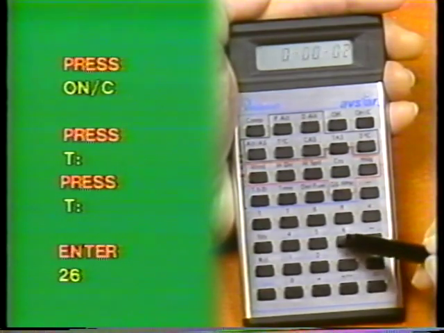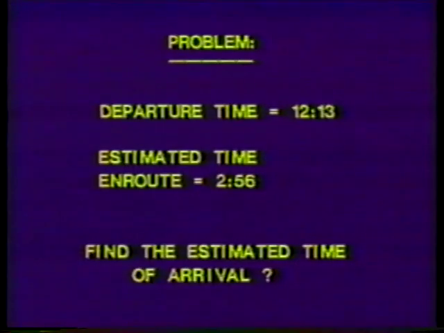Then enter 26 seconds. A valuable feature of the Avstar is its capability to add and subtract time, exceedingly helpful in making logbook entries and in flight planning. Here's a sample problem. Your proposed departure time is 12:13. Your estimated time en route is 2 hours and 56 minutes. Find the estimated time of arrival.